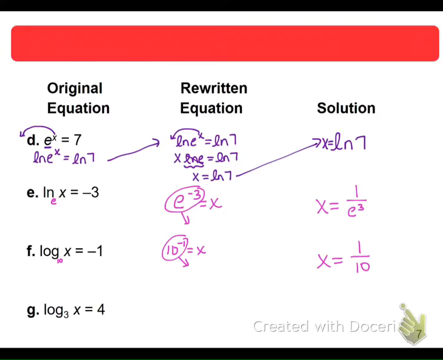And then finally on G, all right, again, it's log equals a number, so let's set it up in exponential. So we end up with 3 to the 4 equals x. And so you can work that out, and you get x equals 81.